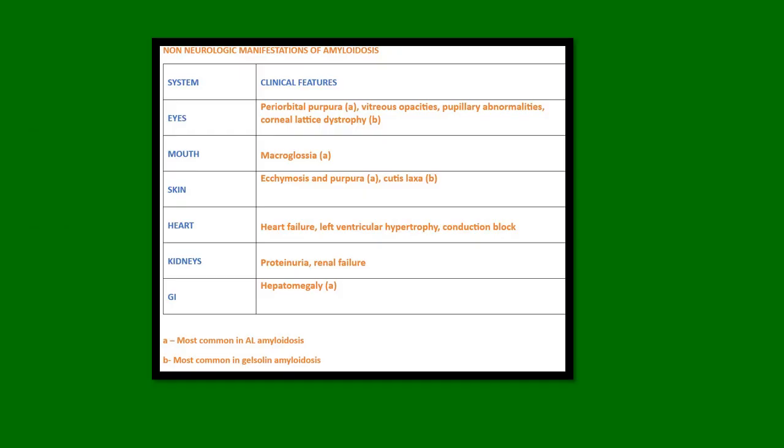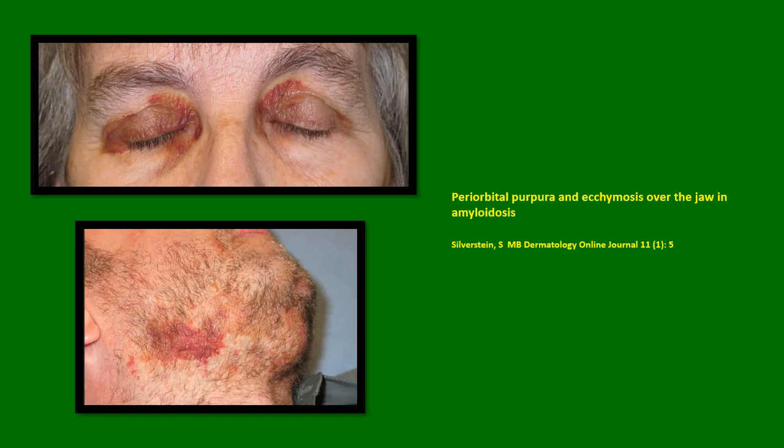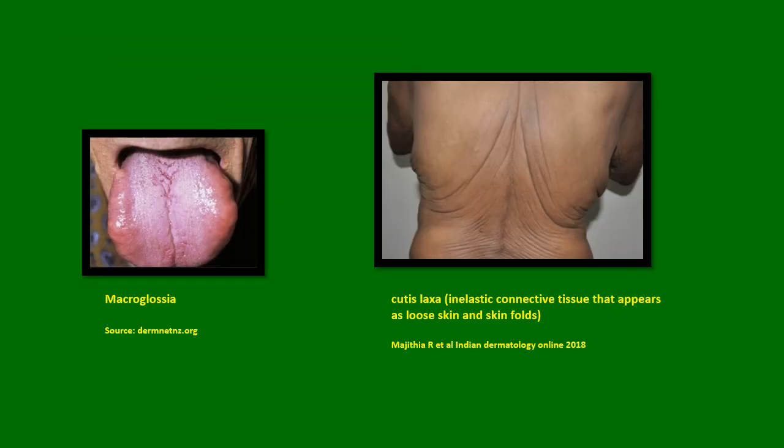This slide lists the non-neurologic manifestations of amyloidosis in the eyes, mouth, skin, heart, kidneys, and GI tract. These slides show skin manifestations with periorbital purpura and ecchymosis over the jaw in amyloidosis. These slides show macroglossia and cutis laxa.